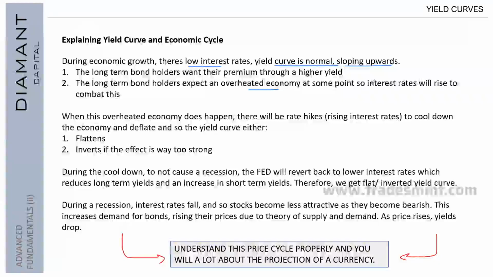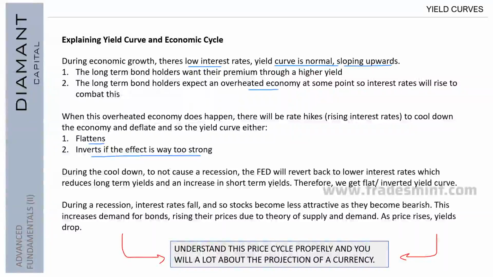The Fed will eventually increase interest rates to combat this. Now, when this overheated economy does happen, there will be rate hikes, so a rise in interest rates to cool down the economy and deflate. So there's two choices. The yield curve either flattens or inverts if the effect is way too strong. Now, during the cool down, to not cause a recession, the Fed will revert back to lower interest rates, which reduces long-term yields and increases short-term yields.